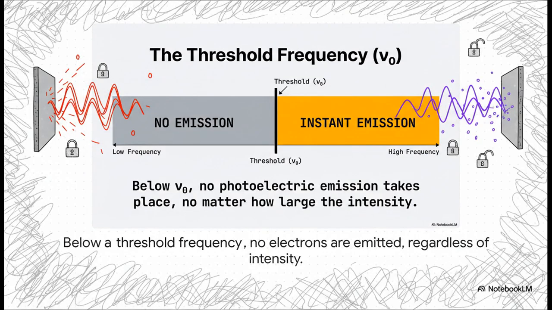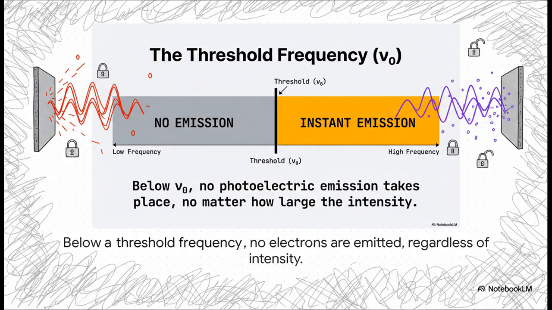And if that wasn't strange enough, the second clue was even more bizarre. Scientists figured out that every metal has its own specific cutoff frequency. We call it the threshold frequency. If the light you're using is below that frequency, absolutely nothing happens. No electrons pop out. You could blast that metal with the brightest red light in the universe for a year, and not a single electron would budge.